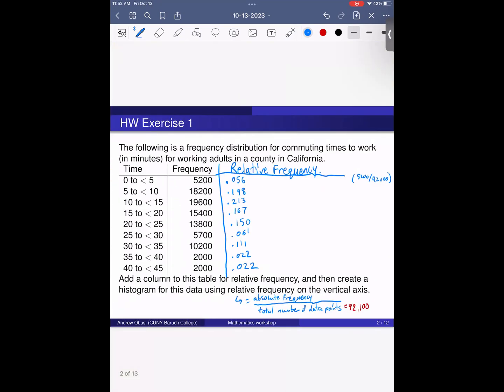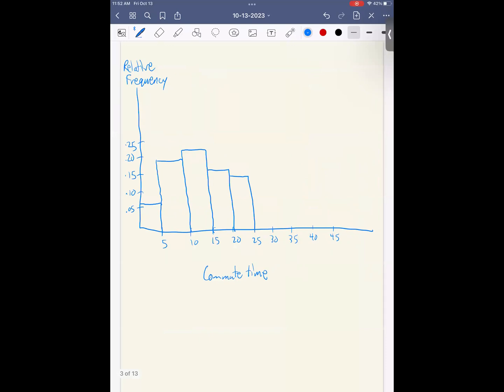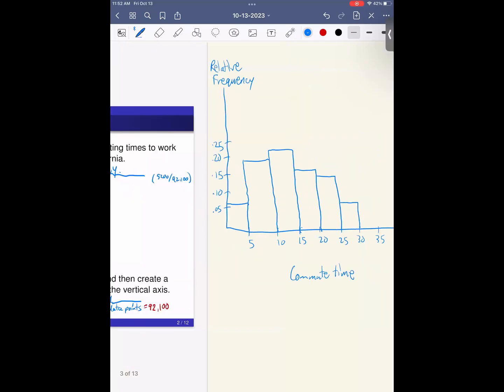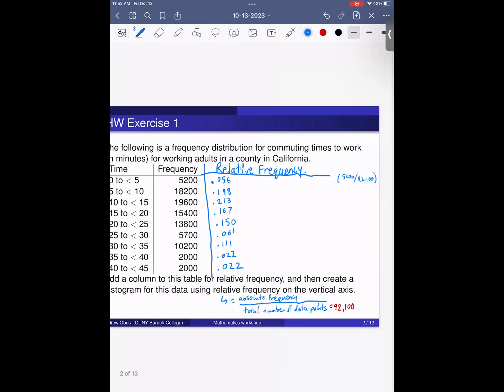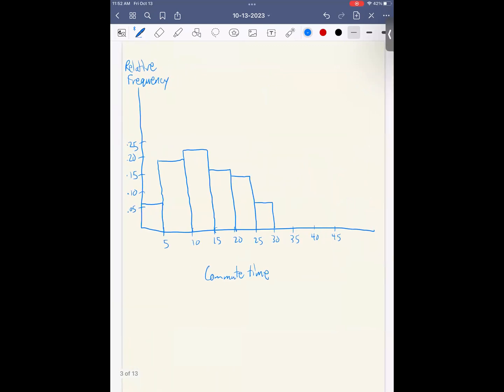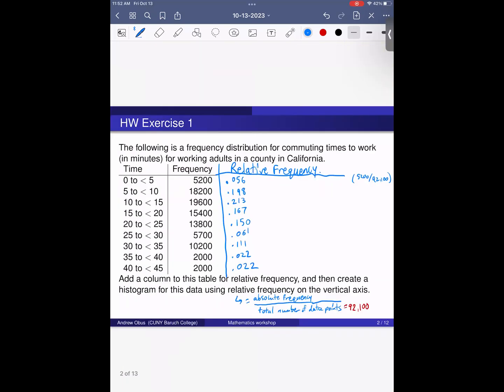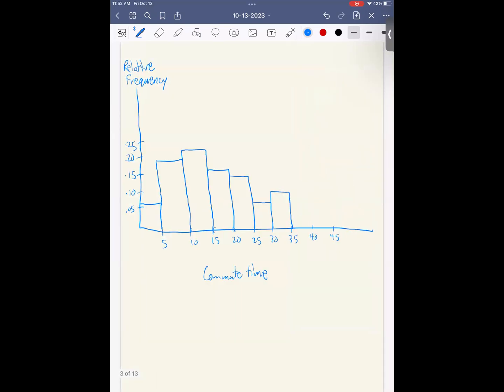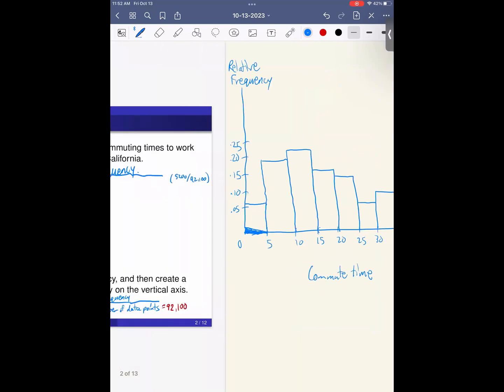25 to 30 is 0.061, so that'll be a little bit above the 0.05 over here. 30 to 35 is 0.111, so that'll be roughly here. Again, this is all a little bit approximate and sloppy. We'll do a good one on a computer afterward. So 35 to 40 is 0.022, and then 40 to 45 is also 0.022. And so this is 0 over here, let me just make this straighter. And if I want to, it can be nice to actually write the measurements in the graph. It can make it a little clearer.